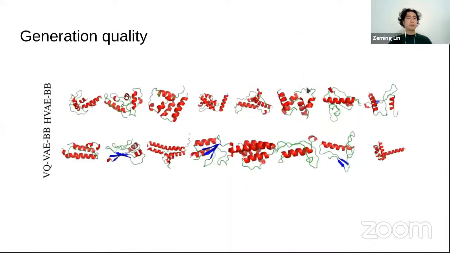Here are some cherry-picked generations. We picked the best ones, and even out of the best ones, the HVAE models were really only able to generate alpha helices, whereas you see a bunch of beta sheets for the VQ. Is there a question?